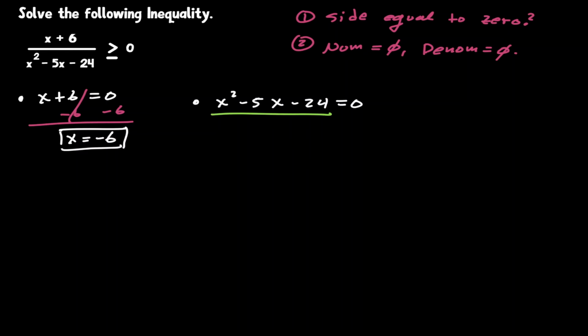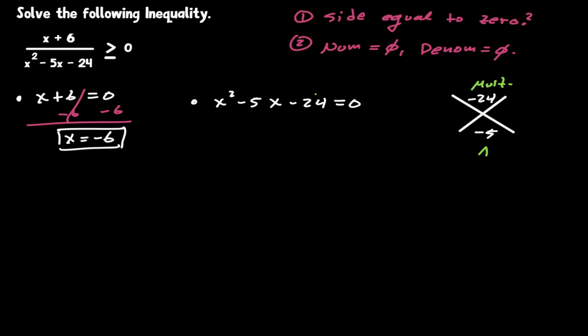Here we have a trinomial, and the highest degree is 2. Let's try to solve this by using factoring. Let's try to find two numbers that multiply to -24 and, at the same time, add up to -5. Those values are 3 and -8. 3 times -8 does give us -24, and 3 minus 8 does give us -5.